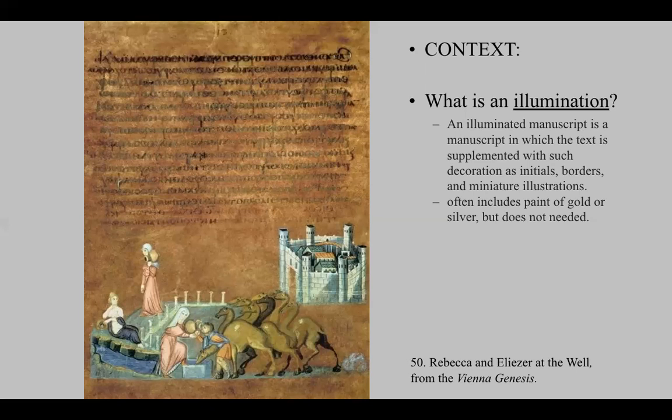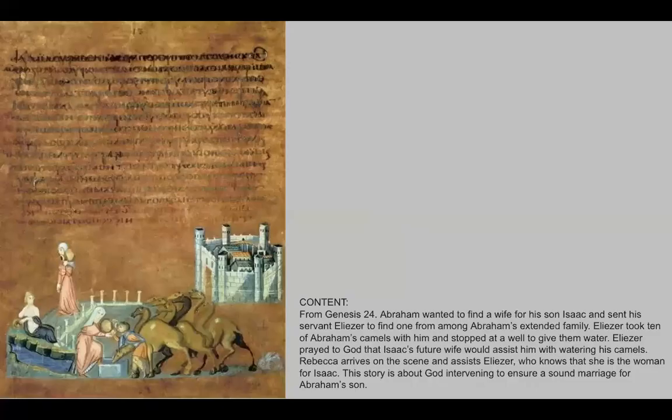So this pertains to both pieces, Jacob as well as Rebecca. Okay, the story of Rebecca also comes from Genesis, of course, because it's the Vienna Genesis. It comes from Genesis 24. And it's basically the story of Abraham trying to find a wife for his son Isaac.